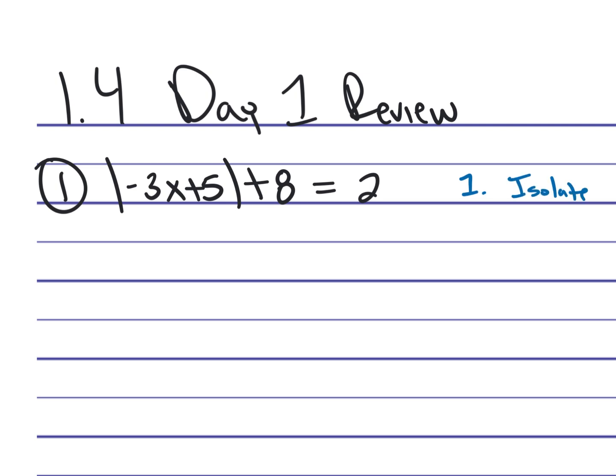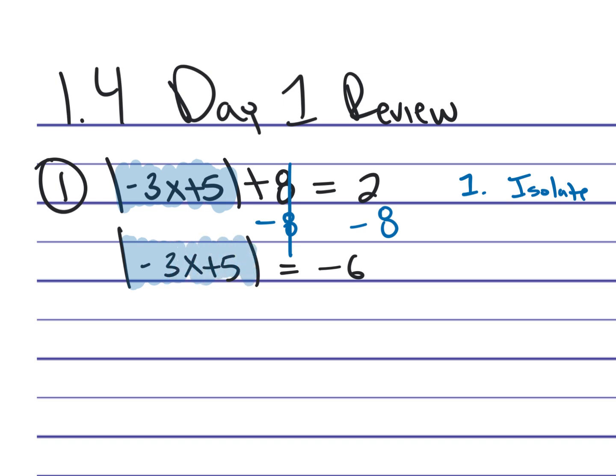If I try to isolate my absolute value, it's very important that we highlight it first. That way we can see what's outside of it. Notice my plus 8 is outside, so that's what I need to get rid of. If I subtract 8, 8 minus 8 is a 0, so it goes away. Whatever we do on the left side of the equal sign, we have to do on the right side. So then my problem becomes the absolute value of 3x plus 5 equal to negative 6. So now that my absolute value is isolated, I can try to solve this problem.